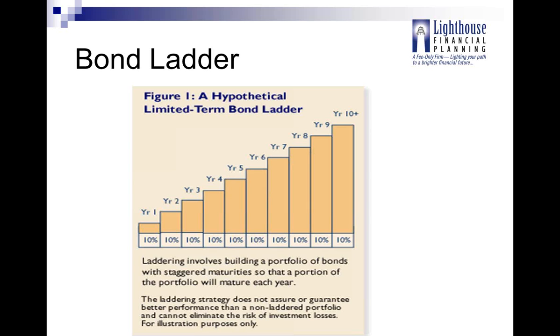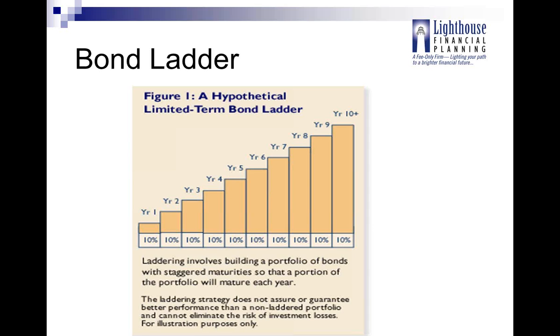This is a hypothetical bond ladder where we take our money and divide it into 10 pieces, and we put 10% of the money in each year for the first 10 years. Then each year, as the 1-year short-term bond matures, we buy a new 10-year bond, and that 10-year bond became a 9, and the 9 became an 8, and a 7, like that. It just moves like that in a circle.